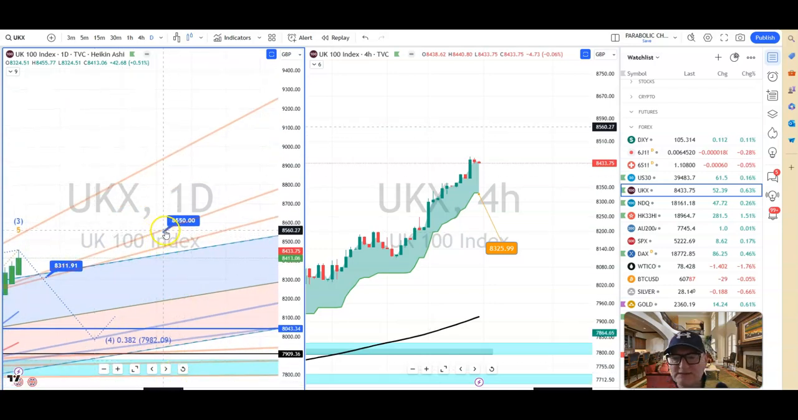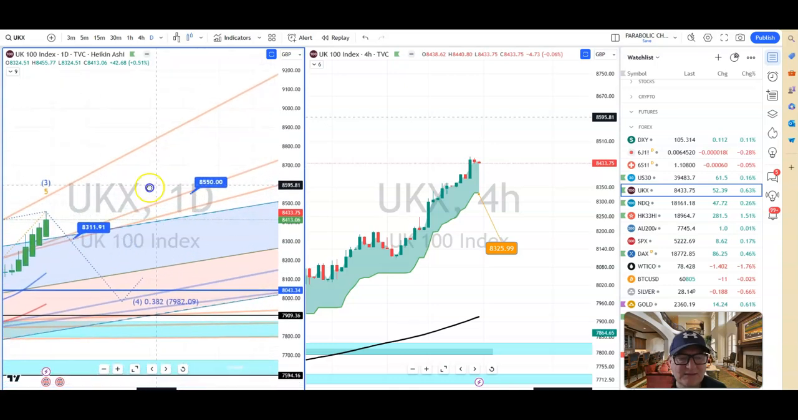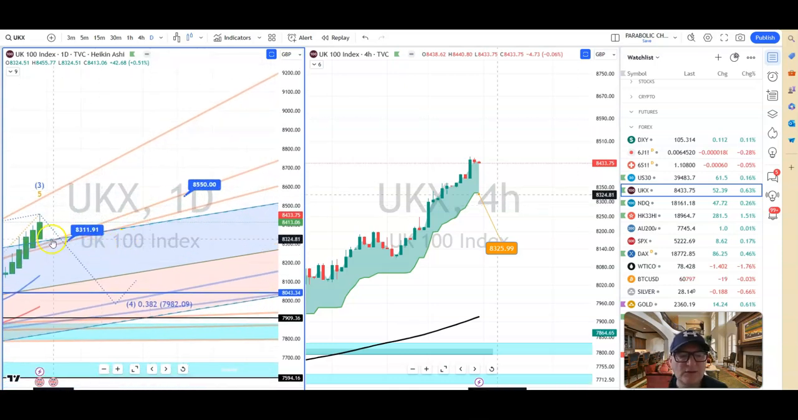85.50 is this week's target. A little bit small, but I will be redoing the targets as the price moves in the next few days. I do expect a little bit of a correction before it goes up.